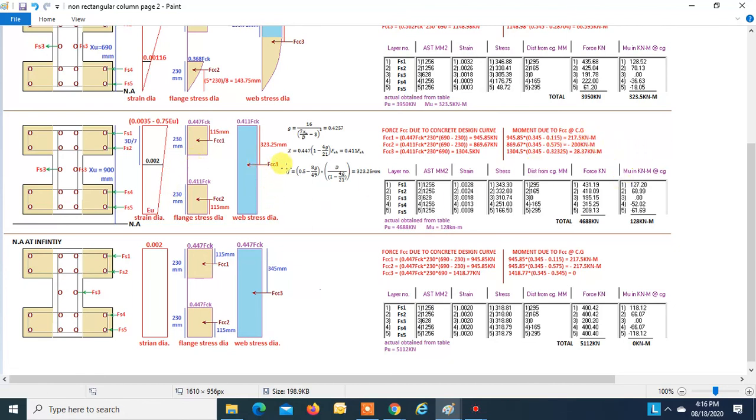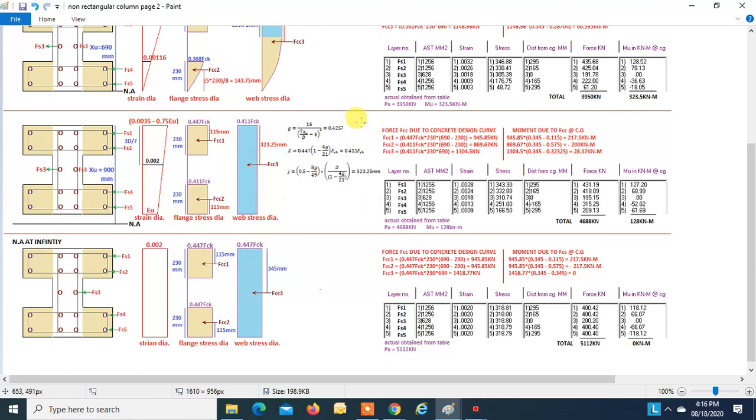Now FCC3, this is equal to 0.411 FCK into 230 into 690, right? So this is how you get FCC3. That is 1304.5 kilonewton. Now this is at 323.25 and our CG is at 345. So it will give an anti-clockwise moment, so it is positive, right?